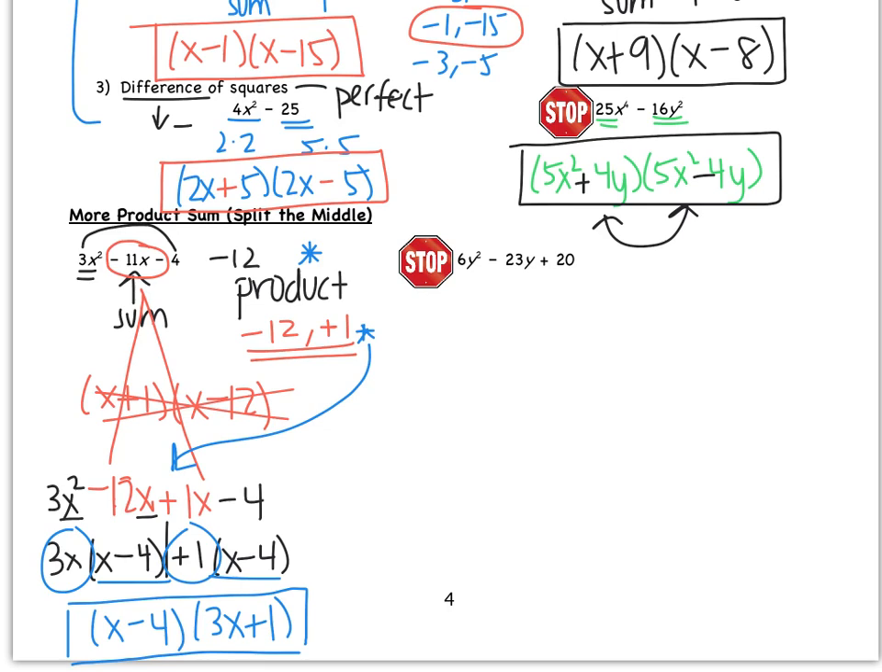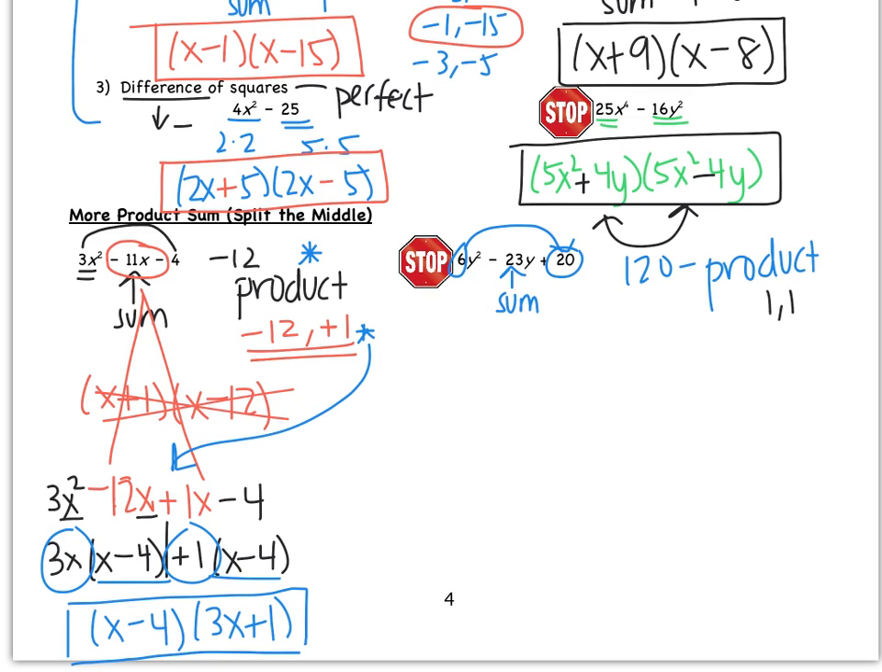Okay, let's see how we did. This negative 23 is the sum that you are looking for. You have to multiply the first number and the last number. We get 120, and that is our product. So I'm looking for 2 numbers that multiply to 120, but add to 23. Now, I would bet most of us can't figure those out right off the bat. So we're going to have to start writing down numbers that multiply to 120.